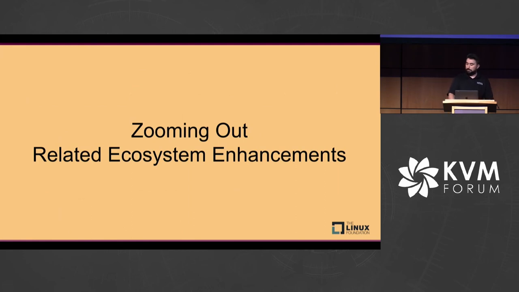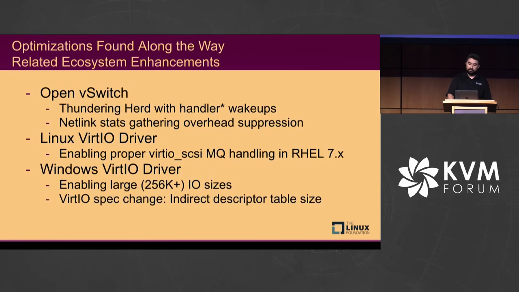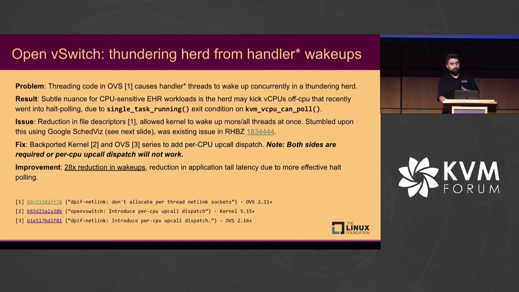So zooming out for some related ecosystem enhancements. As I mentioned, it kind of takes a village, right? In our hypervisor for networking, we run Open vSwitch, and there are both Windows and Linux guests. So I want to talk through some findings and methodologies that we've seen in these. The first one in Open vSwitch is a thundering herd problem.